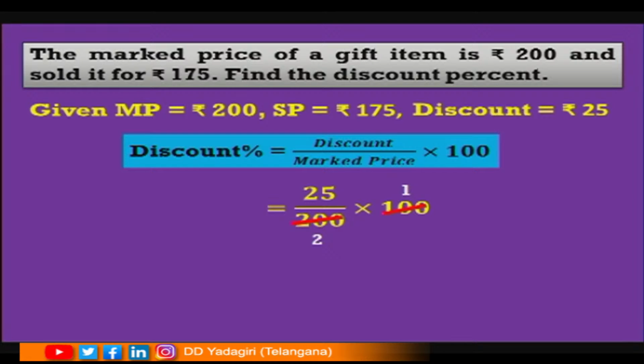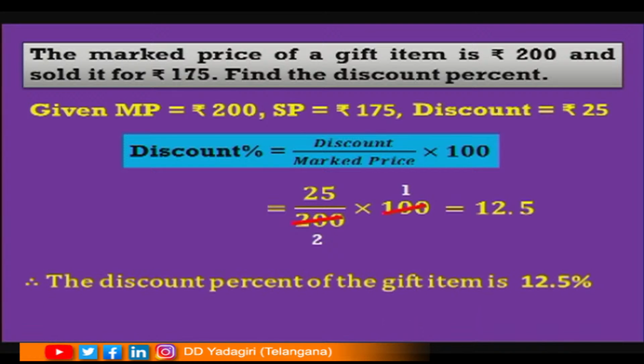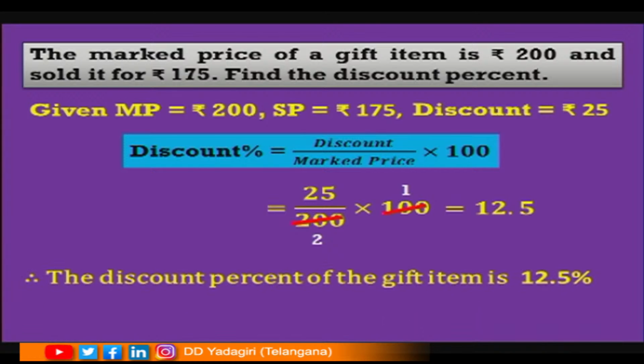So, what is left? 25 by 2, which is equal to 12.5. That means the discount percentage of the gift item is 12.5 percent. So, dear children, you have seen what is meant by discount and discount percentage, and also you have learnt how to calculate the discount and discount percentage.